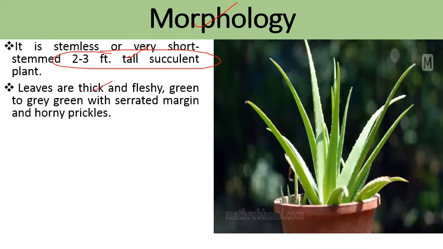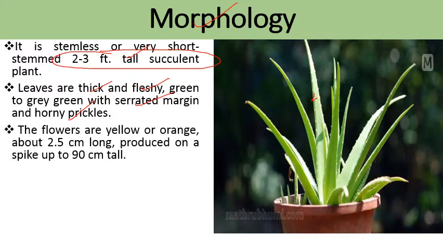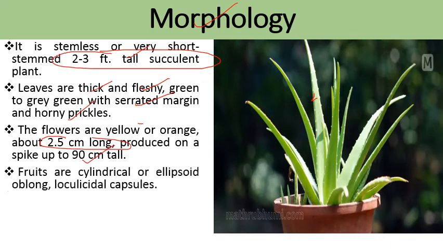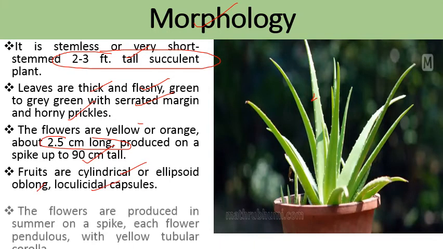Leaves are thick, fleshy, green to grey-green with serrated margins. It means it has dentations on the margins with horny prickles. तो जो horny prickles हैं वो present होते हैं margins में. The flowers are yellow or orange, about 2.5 cm long, produced on spikes up to 90 cm tall. Fruits are cylindrical or ellipsoid, oblong, loculicidal capsules.